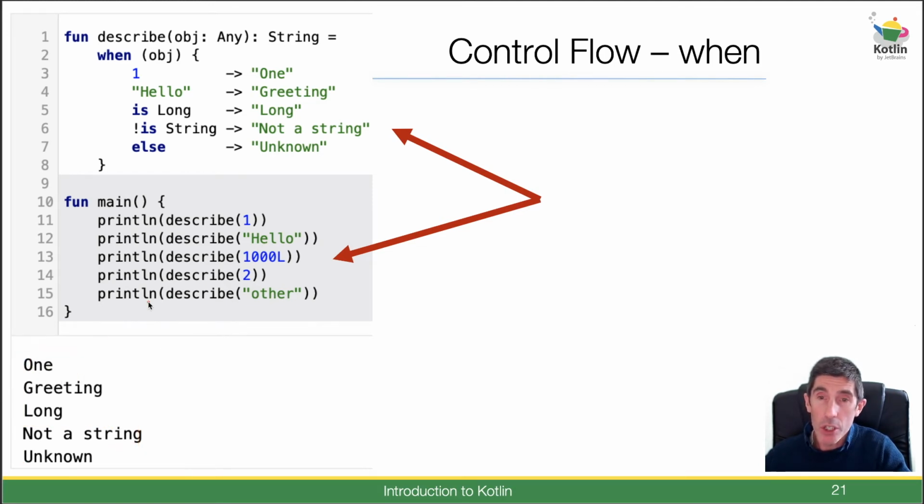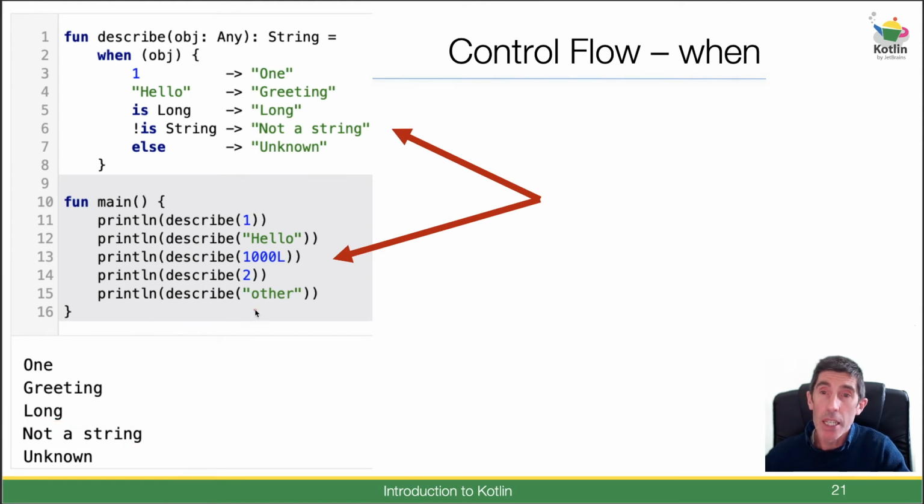The next one was a string, so we get greeting. It actually matches with hello, that's why we get it there. The next one is the type of long, which it is, so we get long printed out. The next one was the number 2. So 2 doesn't match with anything, so it matches with not a string, so that's why we get that printed there.